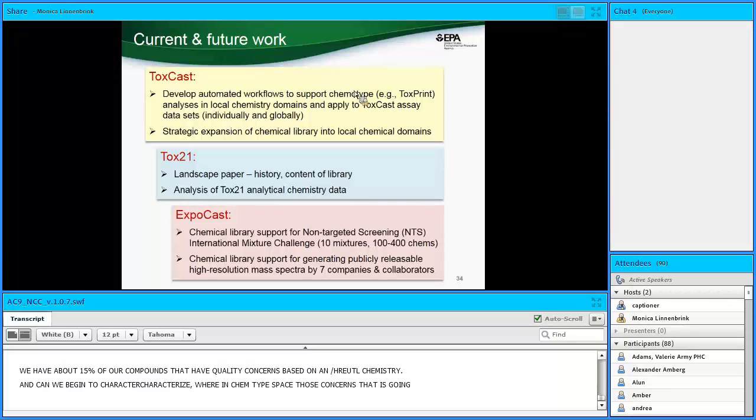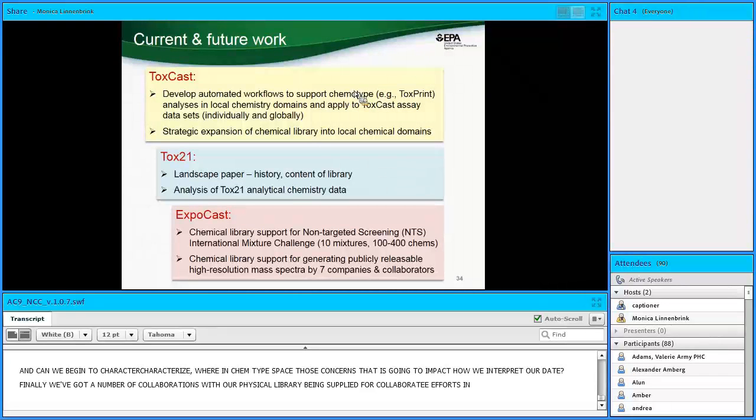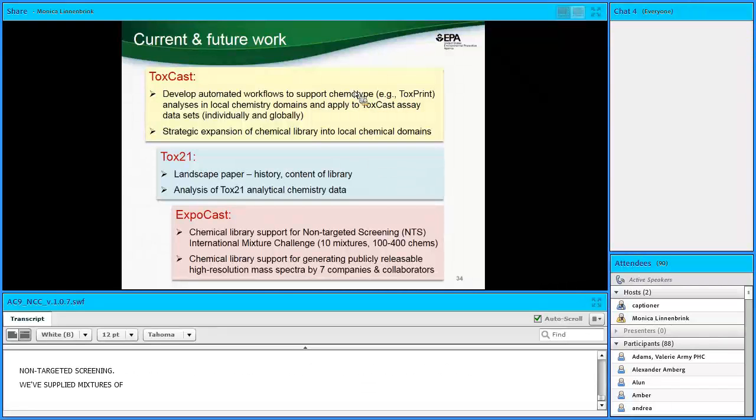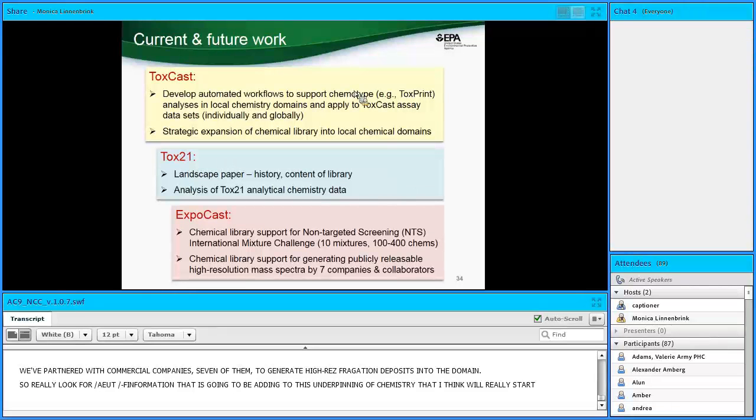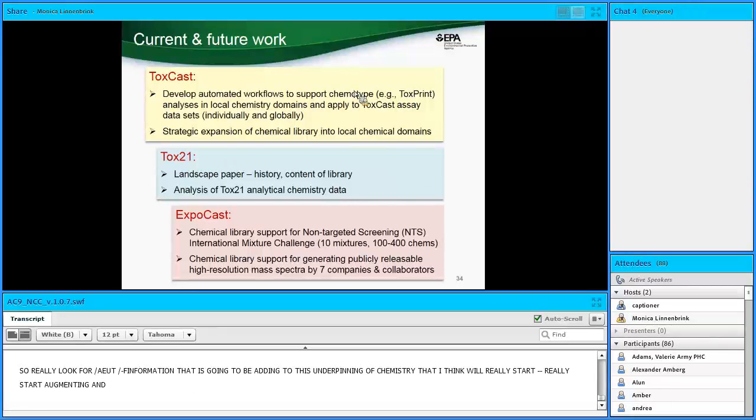And finally, we've got a number of collaborations with our physical library being supplied for ExpoCast and collaborative efforts in non-targeted screening. We've supplied mixtures of our entire library. We've partnered with commercial mass spec companies, 7 of them, to generate high-res fragmentation mass spec for deposit into the public domain. So really look for a lot of information that is going to be adding to this underpinning of chemistry that I think will really start augmenting and helping to enhance the value of our ToxCast assay space.